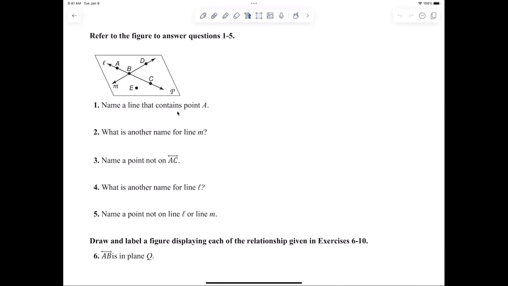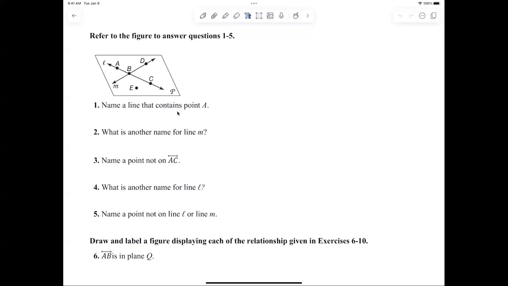Name a line that contains point A. Yes, you have choices, okay? Line L, I would do that. Line L or AC. Or you could say AB. All right. Write another name for line M.